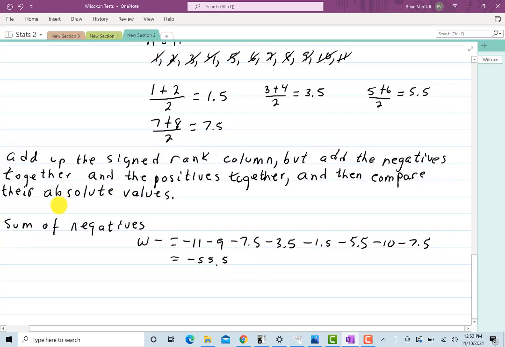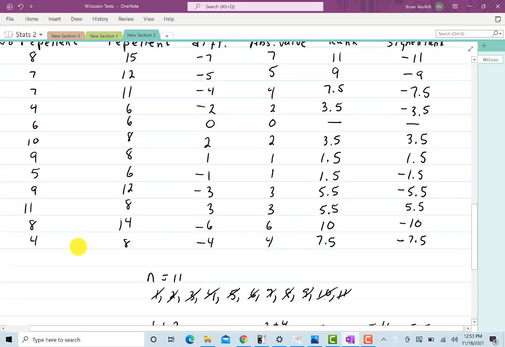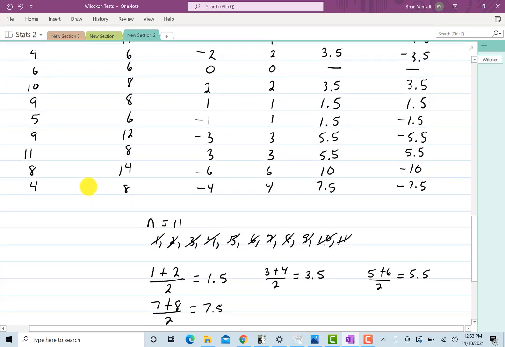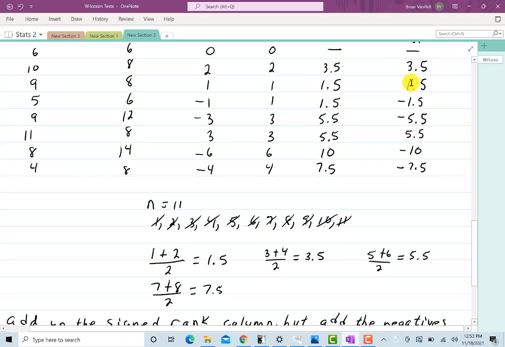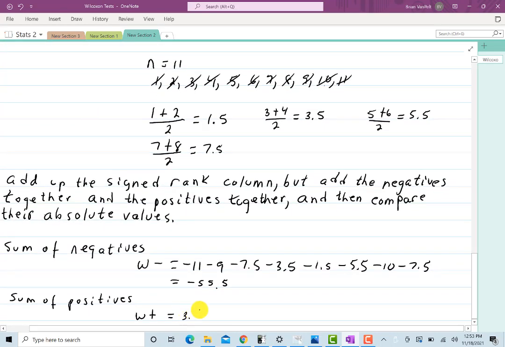Got it? Now I'm going to add up the sum of the positives. I'm going to call this W plus, and let's see what those numbers are. Once again, I'm looking at the final column, the signed rank column, and I only have a few items here for the positives. I have 3.5, 1.5, and 5.5. Now what you also need to do is count these items to make sure I've accounted for all 11 of the non-zero items.